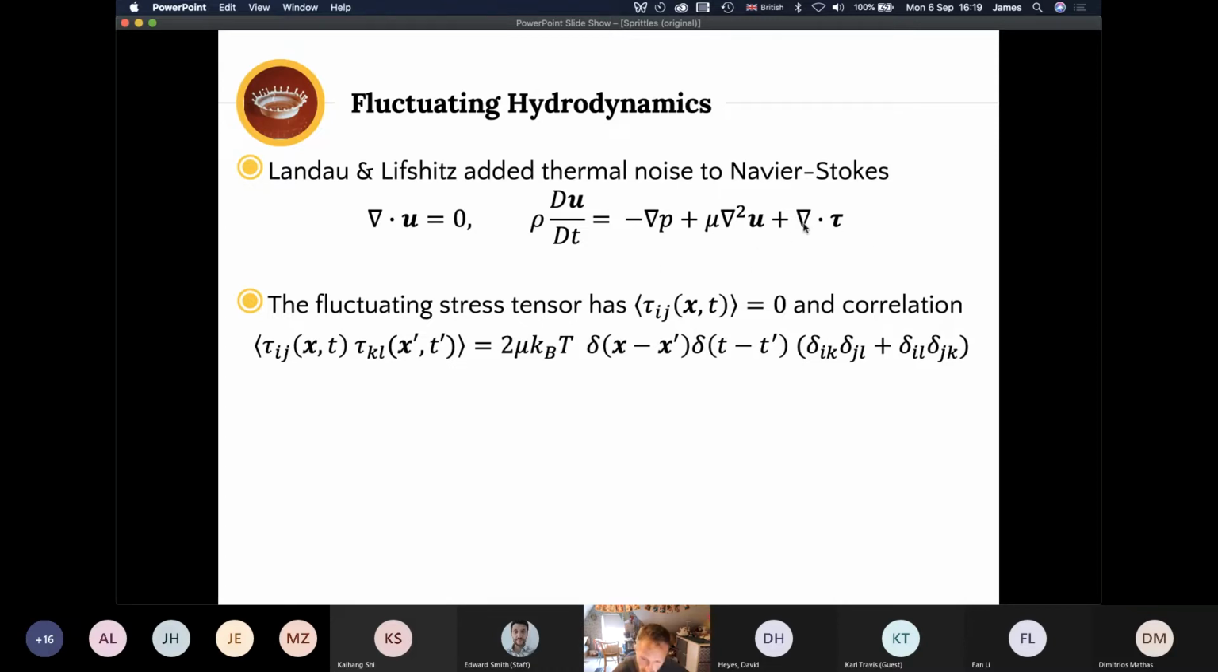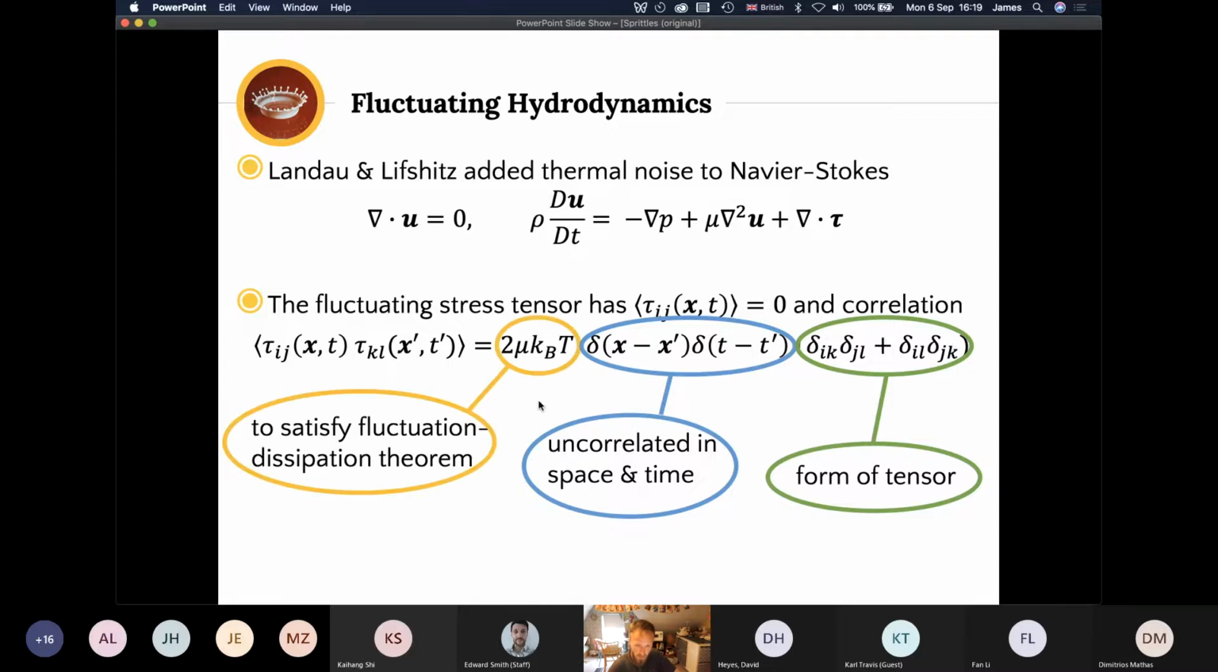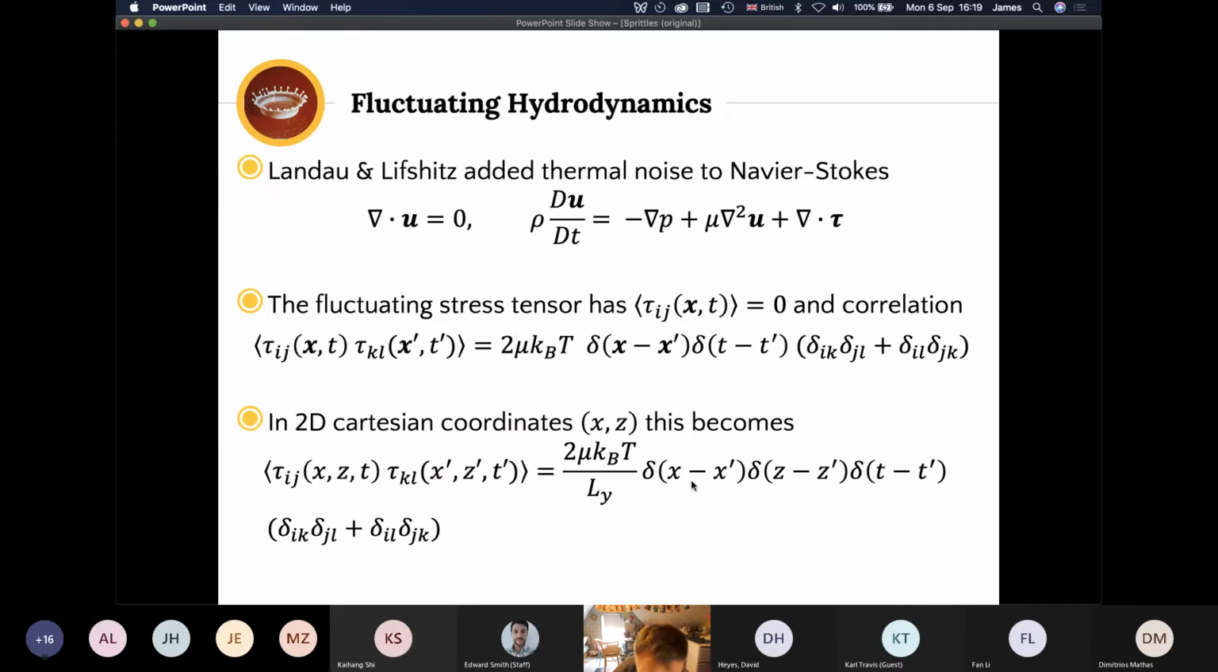This fluctuating term must have average 0, and the correlation takes the following form. Let me explain this form. Essentially, the Kronecker deltas give the form of the tensor we require. The Dirac deltas simply say that these fluctuations are uncorrelated in time and space, and this prefactor is required to satisfy fluctuation dissipation. When we take this in 2D, essentially we average into the page and the Dirac delta becomes a 1 over length.